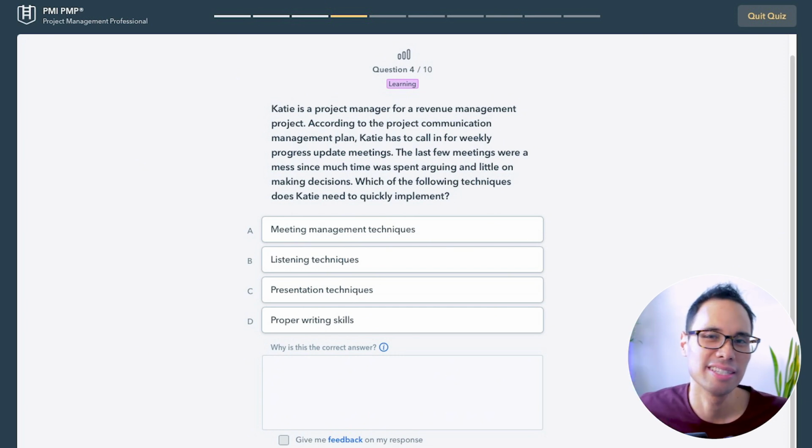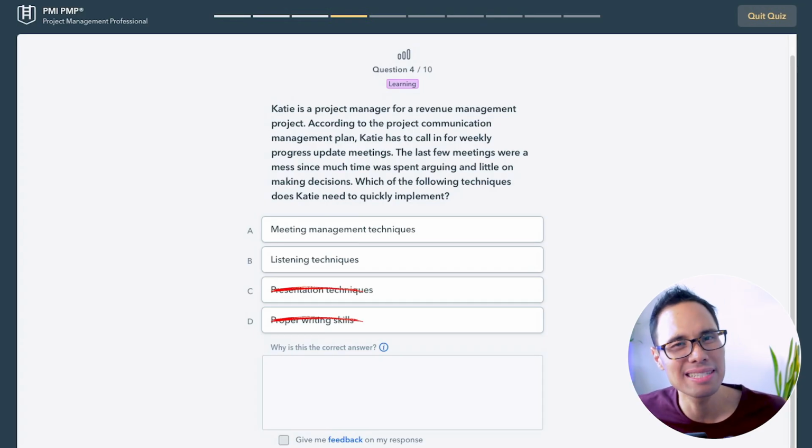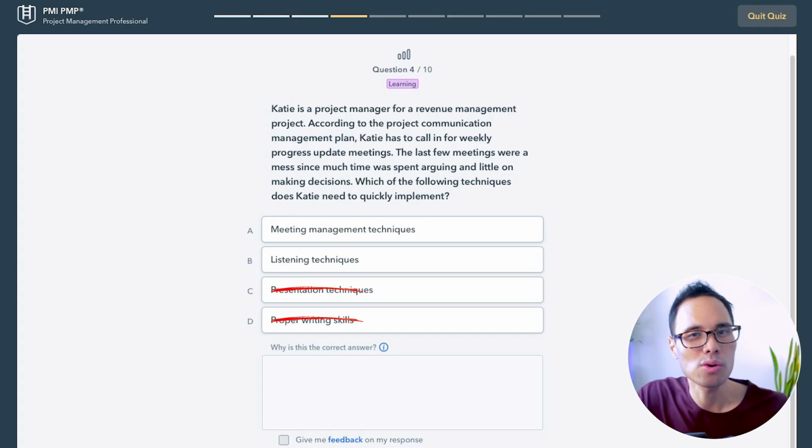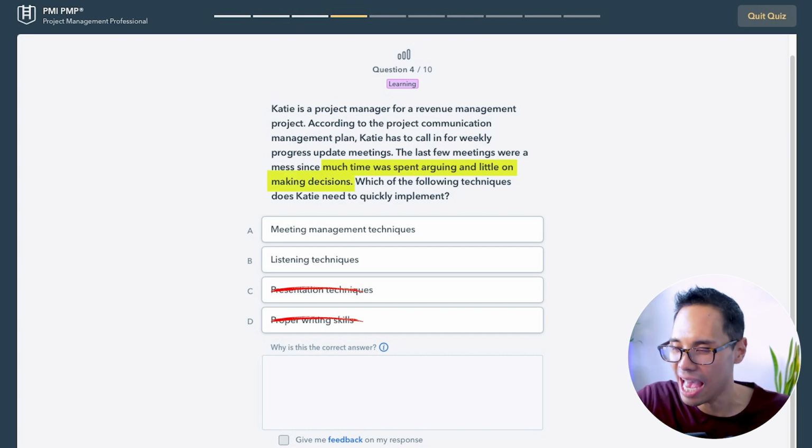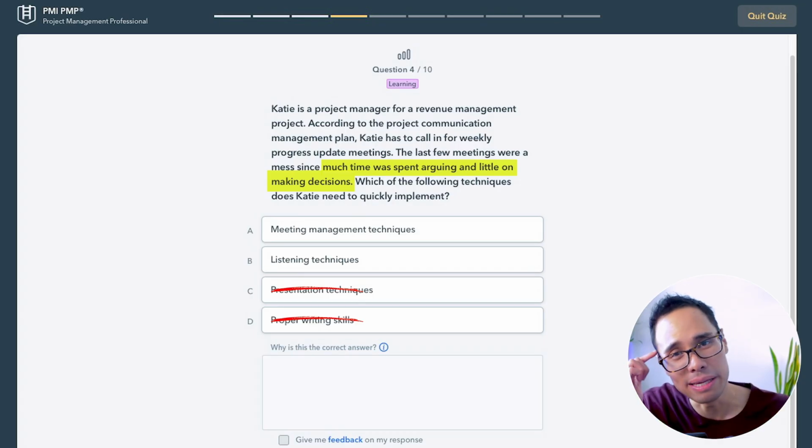Choice C for presentation techniques and choice D for proper writing skills, they don't seem to be the best answer choice here. This is a progress update meeting, so these techniques wouldn't necessarily be relevant here. So we're left with choice A for meeting management techniques and choice B for listening techniques. If we look at the context, there's a phrase that's glaring right at us, and it says this: much time was spent arguing and little on making decisions. That sentence tells us everything we need to know. So this has to be tied more to managing a meeting than to being a listener.